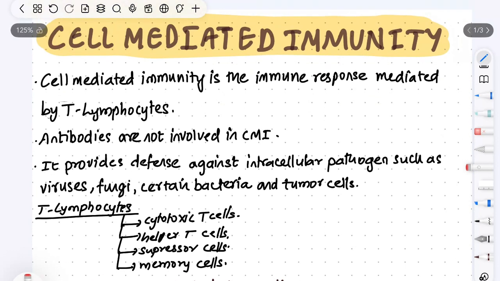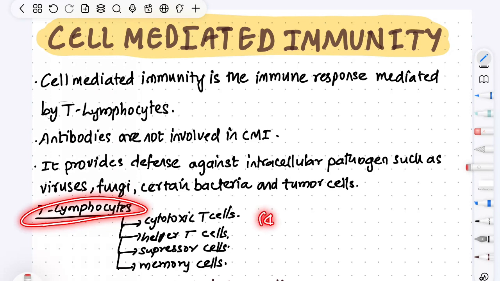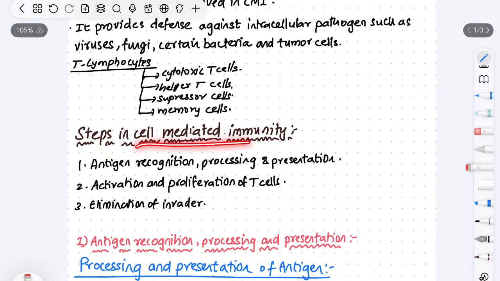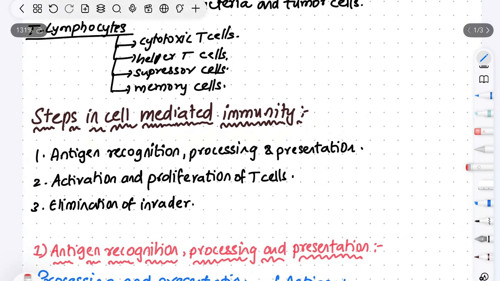Next, cell-mediated immunity provides defense against intracellular pathogens such as viruses, fungi, certain bacteria and tumor cells. And as discussed in the earlier video, T lymphocytes are of four types: cytotoxic T cells, helper T cells, suppressor cells and memory cells. Now, let us dive into the steps of cell-mediated immunity. There are 3 steps in total. We'll discuss every step in detail.